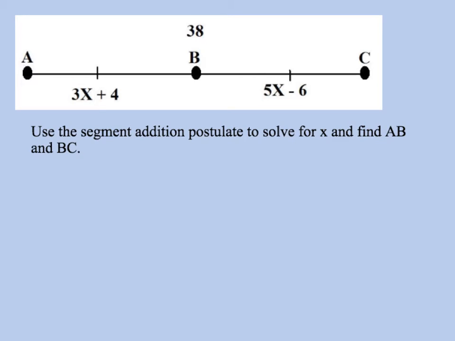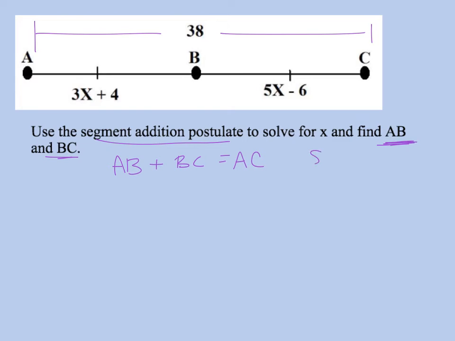Use the segment addition postulate to solve for x and find the distance between AB and BC. So I'm given that this whole segment length, this whole distance, is 38. And I know that by the segment addition postulate, AB plus BC equals AC. I can use substitution and write 3x plus 4 plus 5x minus 6 equals 38.